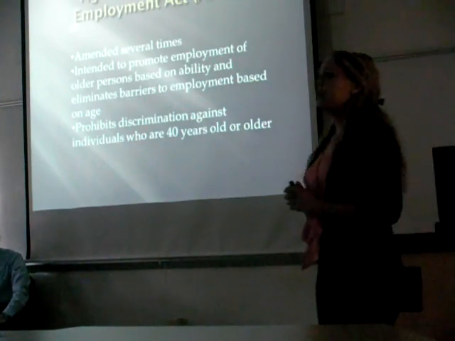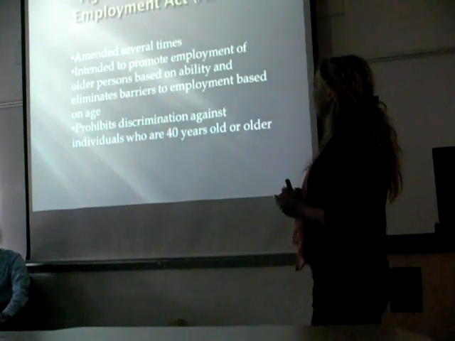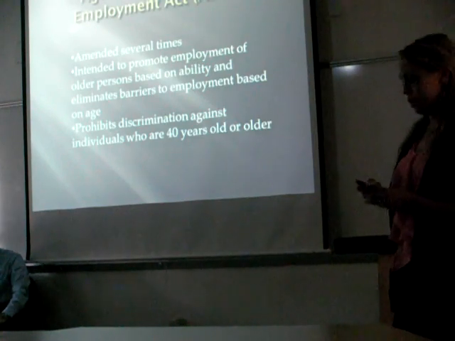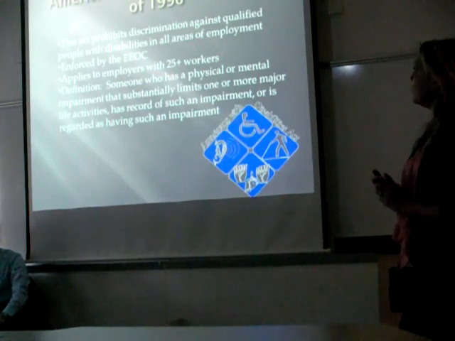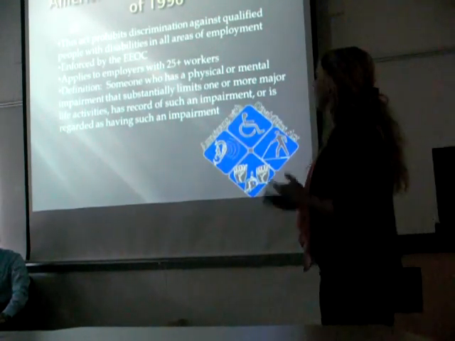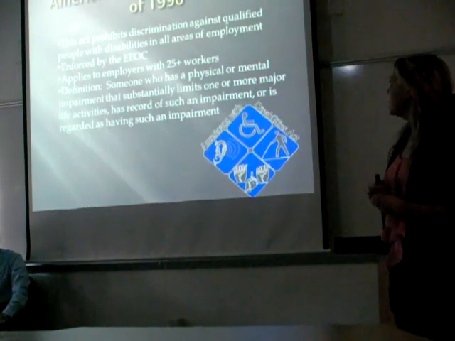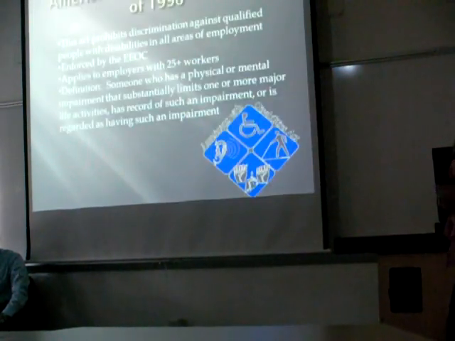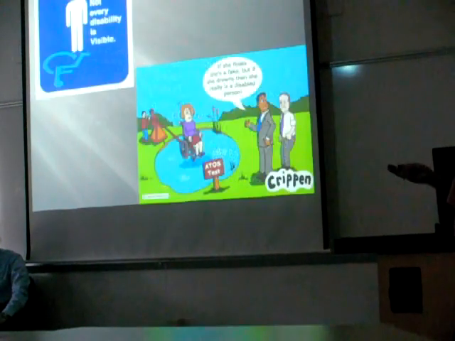There's also the Age Discrimination in Employment Act, and it's been amended several times. It's intended just to promote the advancement of older people within organizations, protects anybody over the age of 40. The Americans with Disabilities Act prohibits discrimination against qualified people that have some kind of disability, and it can apply to any company that has 25 or more workers. So that's anybody that has either a physical or a mental disability, or that has had one previously in their lifetime, even if they're disregarded in that way, it still affects and protects them.